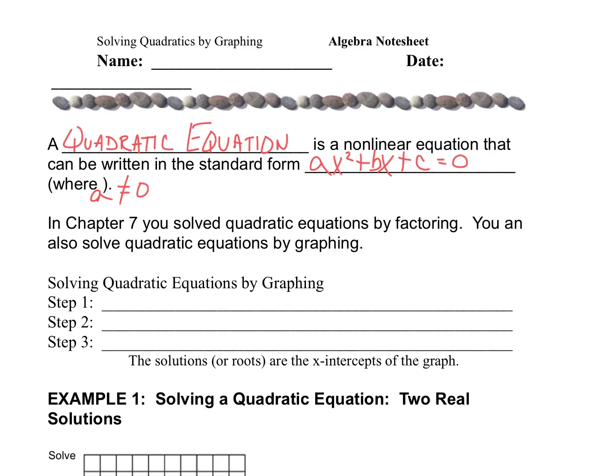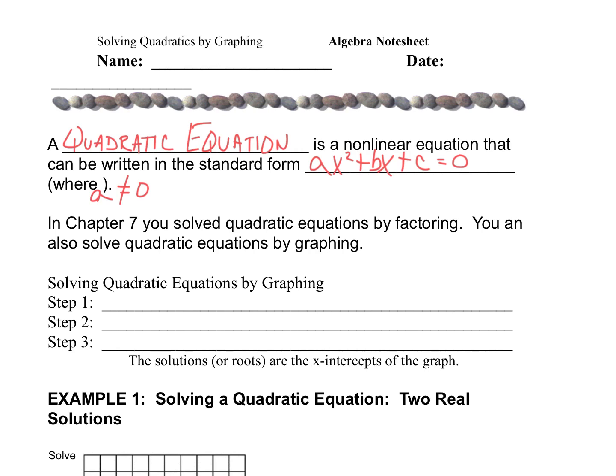So that's kind of like a math definition. Obviously, if the a was 0, the 0 would negate this x squared, and you would actually have a linear function, right? Because you'd have something like bx plus c, or mx plus b. So a can be anything except 0.